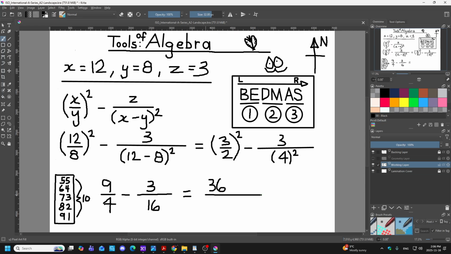Our common denominator is going to be 16. Subtract 3. You following? We multiplied this by 4 and this by 4. Okay? Nothing's changed here. Our common denominator is 16. So we have 36 take away 3, which is going to be 33, an odd number, over 16.